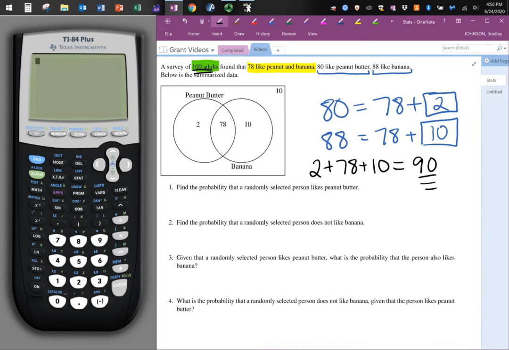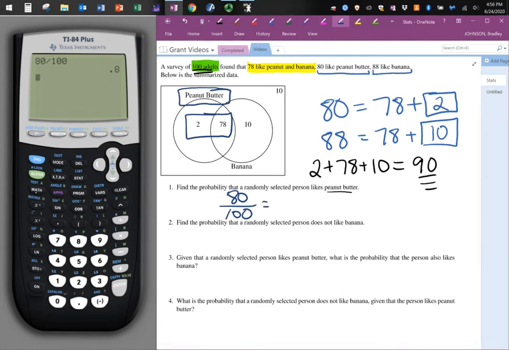Let's look at some probabilities. Now, probability will always be a value between 0 and 1. So let's find the probability that a randomly selected person likes peanut butter. If I go to the peanut butter area, we have found that 80 total like peanut butter out of all 100 people. So it's 80 out of 100. Now 80 out of 100, I could do this in my head simplifying, but if you want to use your calculator, you could get 0.8. So it is a value between 0 and 1.